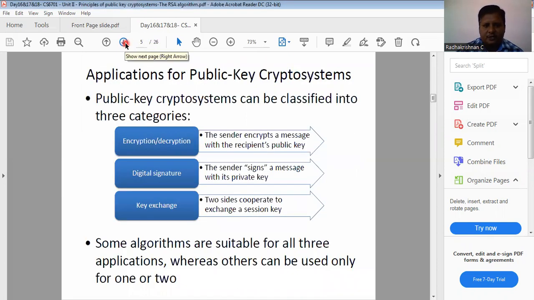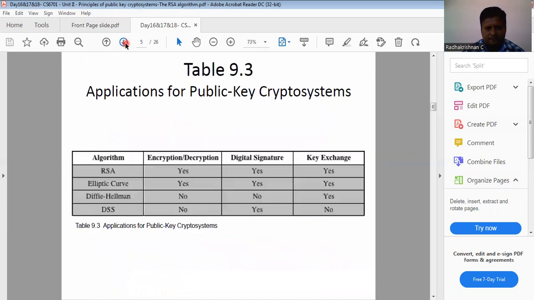The brief applications of public key cryptography concepts are encryption and decryption, digital signature, and key exchange. In encryption, the sender encrypts the message with the receiver's public key. In digital signature, the sender signs the message with the private key, so the digital signature concept is implemented. In key exchange, two sides cooperate to exchange the session key, that means the secret key is exchanged together. These are some basic information about applications of public key cryptography systems.